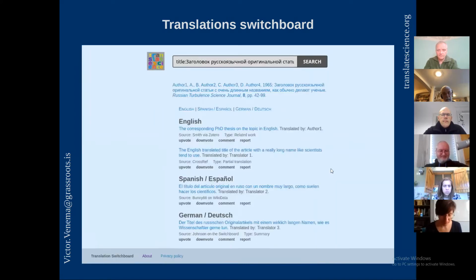Next slide. And if you then would go to the view for one specific original article, you would see here that we have 2 English translations of a Russian article, one in Spanish and one in German. It's not just pure translations. It can, for example, also be a PhD thesis, which has the same topic as a scientific article. It could be a partial translation, which still needs to be finished, or it could also be a summary. We are in principle open to all of those things to be put into our database to help people find the right scientific information. Next slide.